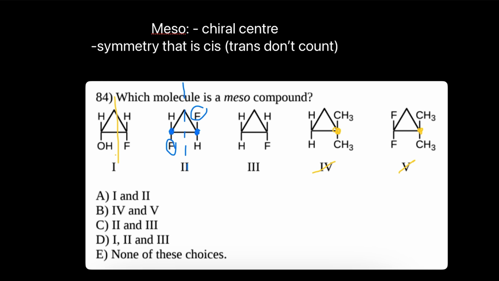As for 3, are there chiral centers? There needs to be a carbon that's bonded to 4 different groups. Yes, there is a chiral center. Is there symmetry? Here, this is a tricky part.